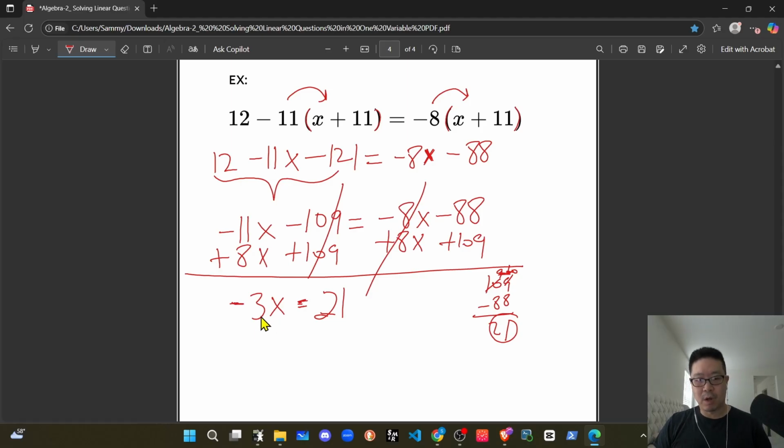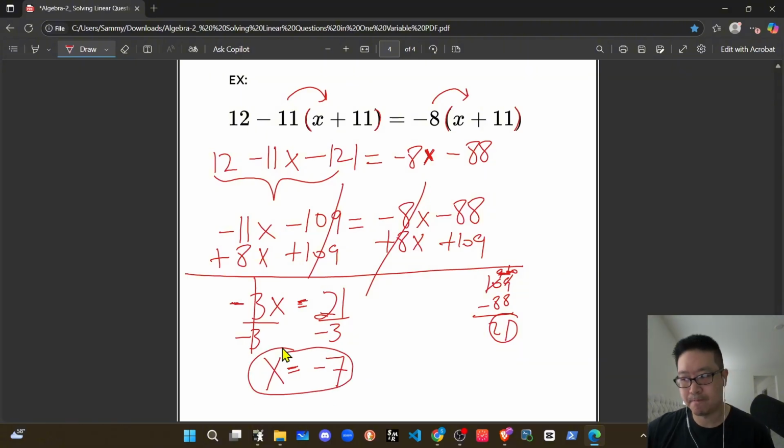The inverse operation of multiplying by negative 3 is to divide by negative 3. So let's do that. We're going to divide both sides by negative 3. And when we do that, we are left with x. Just x by itself. This is exactly what we wanted. 21 divided by negative 3 is negative 7. Okay? And that should be our answer. And I'll leave it up to you to check the answer by plugging in negative 7 into the original equation and see if we did this correctly.